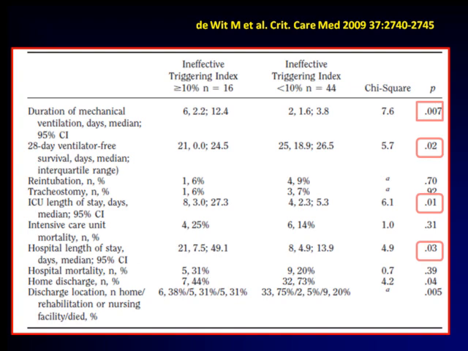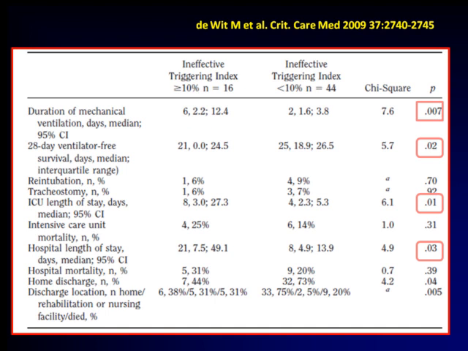These data have been fully duplicated in the other part of the ocean by Marjolaine DeWitt from Scott Epstein's group, with about the same number of patients enrolled. And also in this study, it was quite impressive to observe that those patients with an asynchrony index higher than 10% had a longer duration of mechanical ventilation, a lower 28-day survival, a longer ICU length of stay, and a longer hospital length of stay.